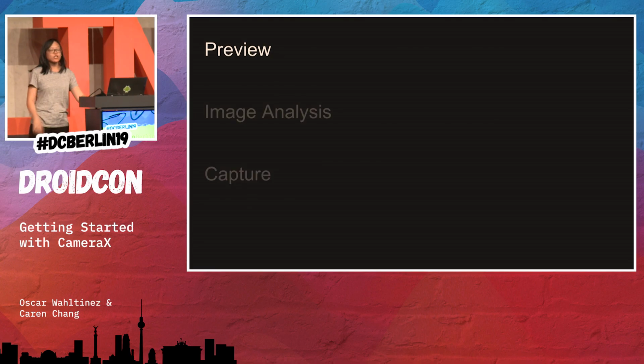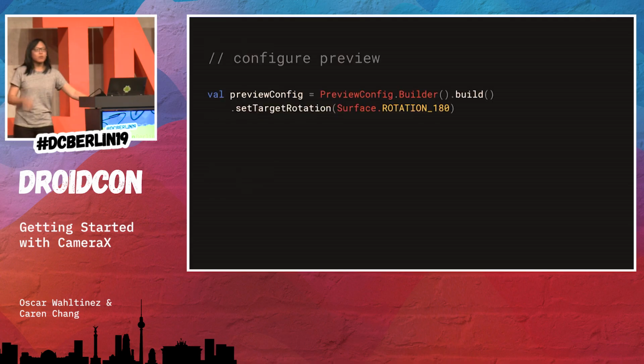So the first one we're going to look at is the preview case. So configuring a preview, the first thing you want to do is configure how you want this preview to look. This includes things like setting the target rotation and the target resolution. And the great thing about this is that when you're building these configurations, we try to look at what camera or what device your app is running on, and what state the current device is in, and we try to do all these configurations for you.